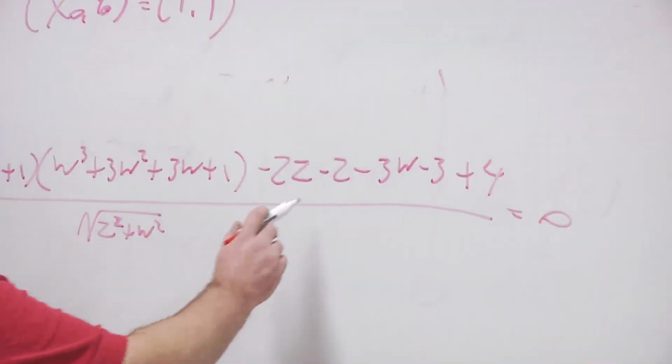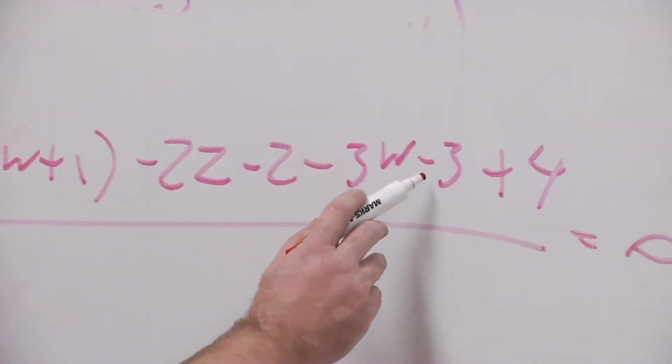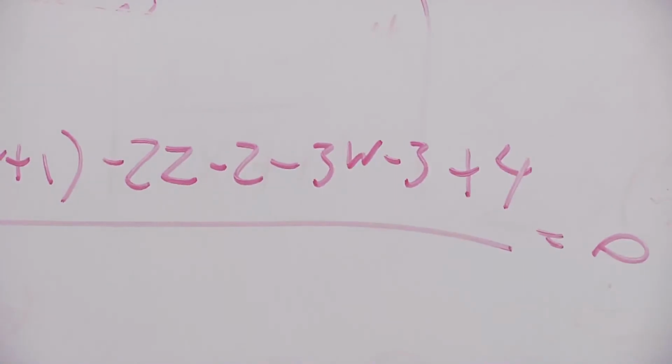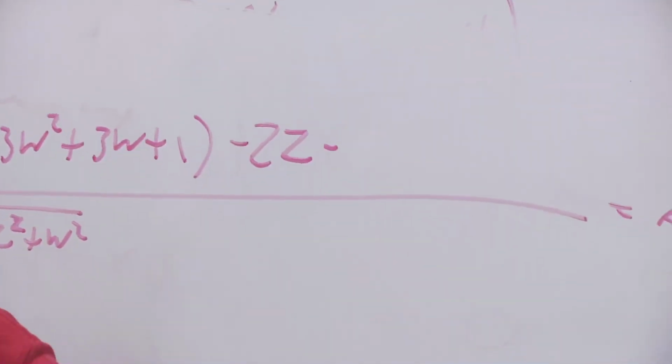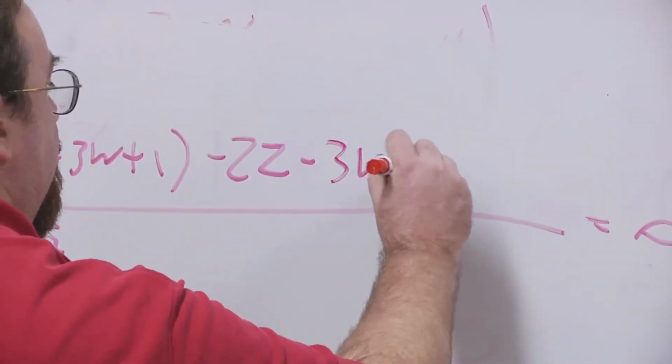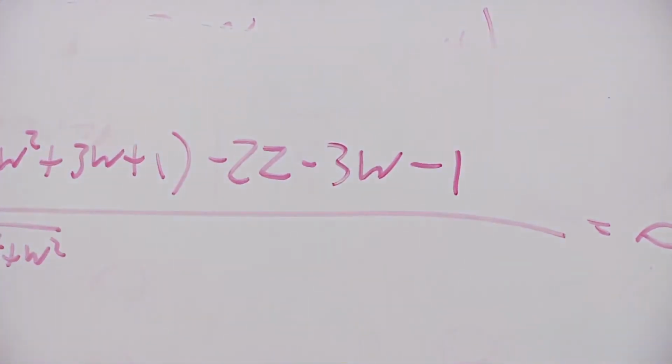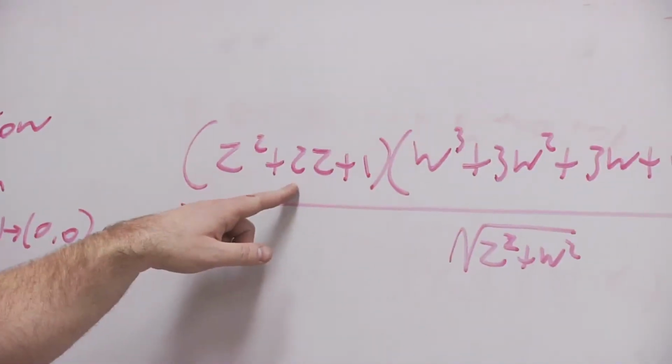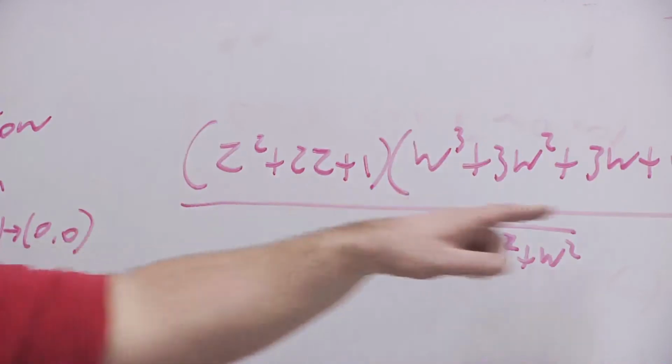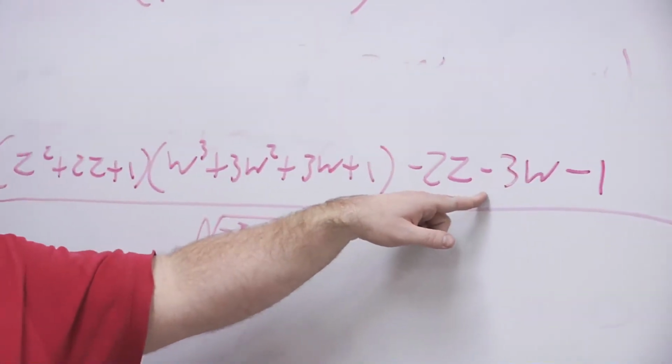I'm going to combine these constants. We have minus 2, minus 3, and plus 4, so it gives us minus 1. Minus 2z minus 3w minus 1. Now, if we expand this out, one thing that's going to happen is that all these terms over here are going to cancel.